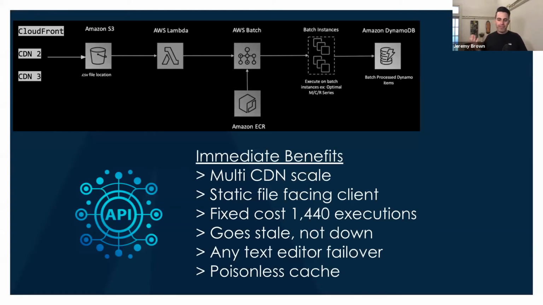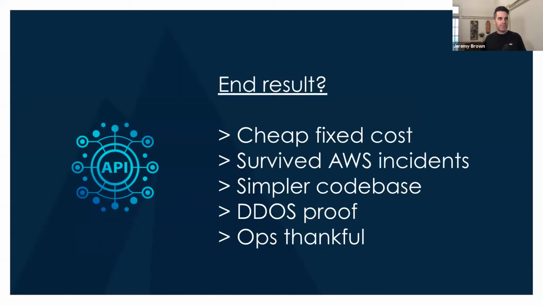Poisonless cache. Because the origin is static, you can't break through with a header or a query string that creates a new dynamic version of the same request. We've all seen this before, and it tends to rack up bills where you have a caching layer that might have a rule on a query string for some reason, or in a header that allows it through. So the end result, fixed cost. We actually had some AWS incidents last year, and we survived them. We went stale. We didn't go down.